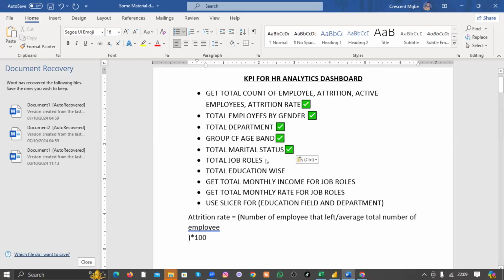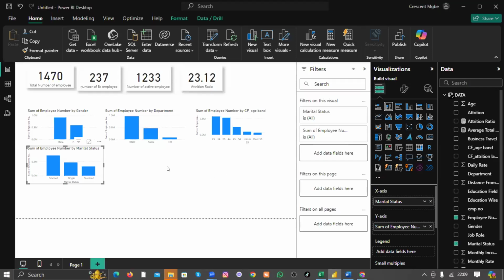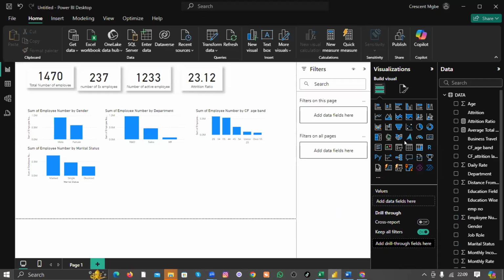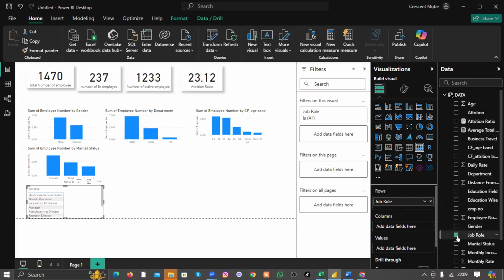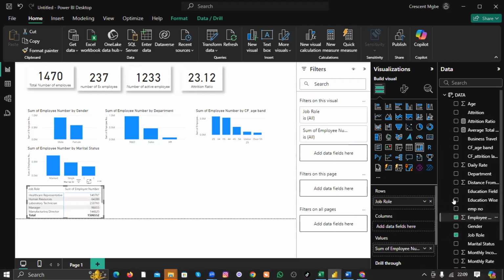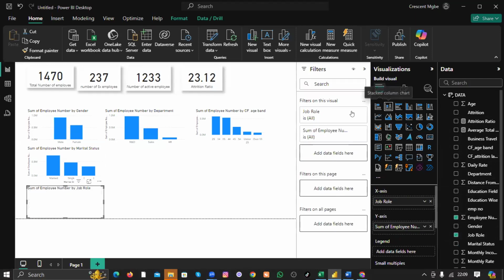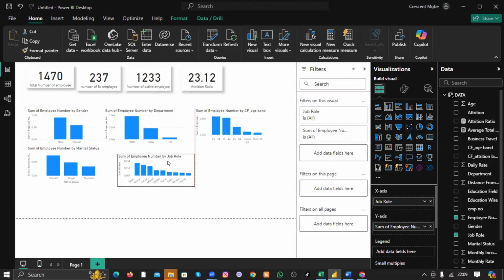Then job roles, total job role. We need to know how many people have this particular job role. Bring out table. Then you go to job role. Where's job role? Job role. Then employee. Then here. So now you can observe that we've been using this particular chart, this stacked column chart, staff column chart.